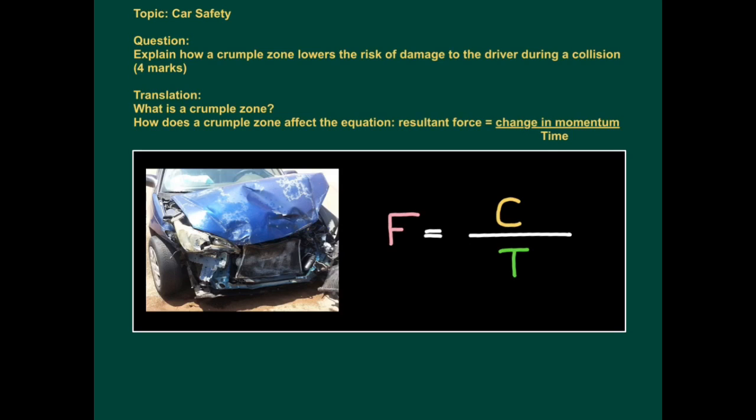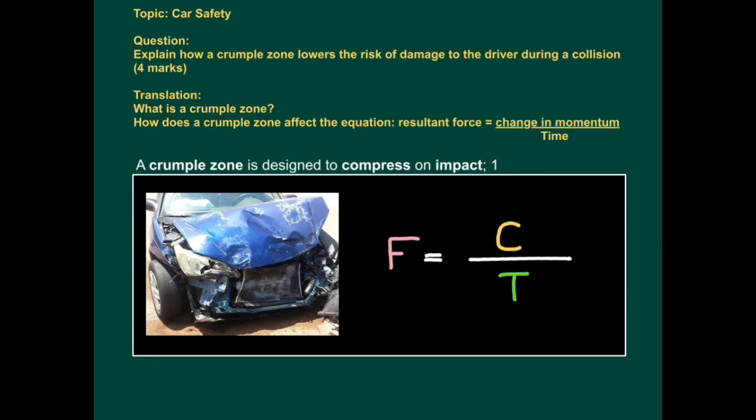Sometimes in physics exams you have to explain mathematical equations, but using words, which can be a bit tricky. So firstly, and you could explain this in a few ways, but my way is: a crumple zone is designed to compress on impact. That means squash in on impact. So it's a deliberate weak area of the car which will crumple.